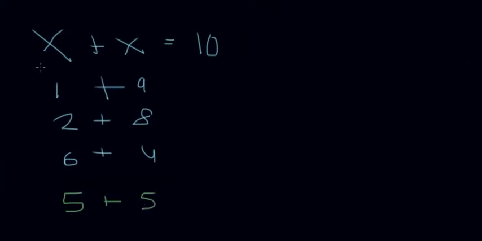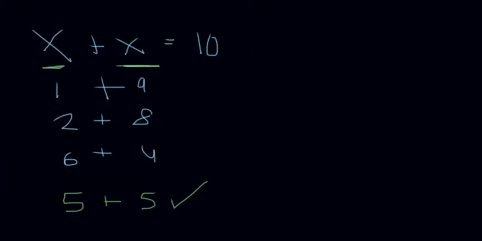Do you know why? Because these are both x's. That means they must equal the same thing. So they must be the same and equal 10. They can't equal something else, but at the same time, they can't be different to each other. So it has to be 5 plus 5.